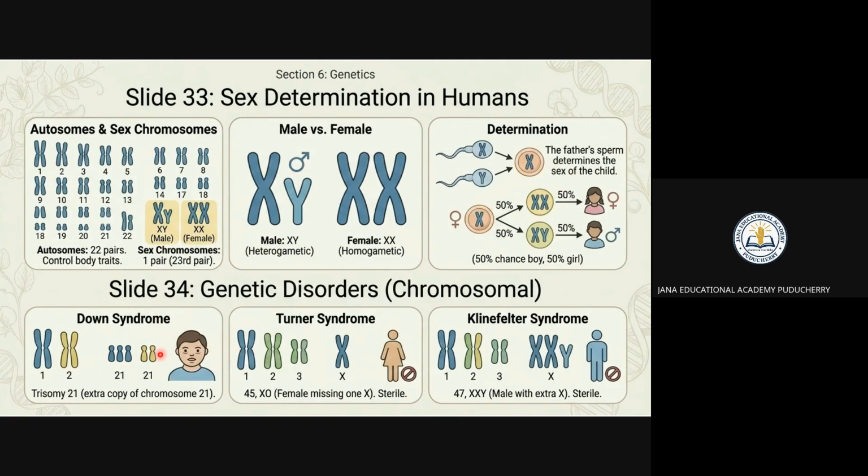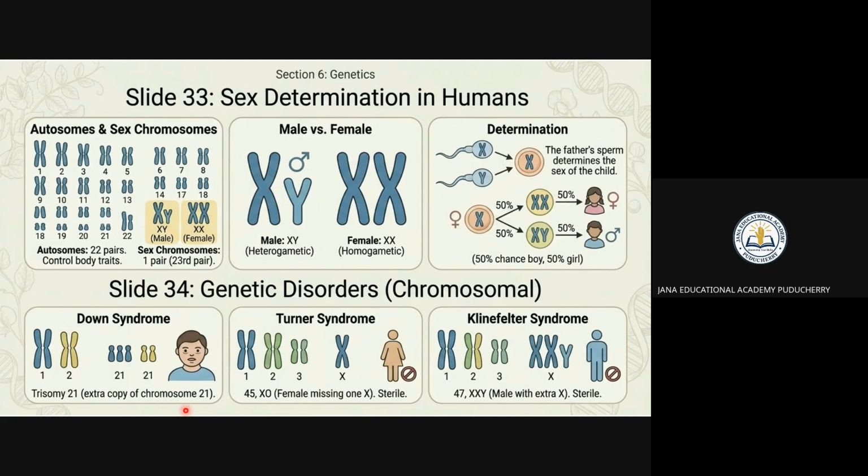You can see here Down syndrome, right? How is the genetic disorder happening? I already told you that every human has 23 pairs of chromosomes, right? 23 pairs means 46 chromosomes will be there.